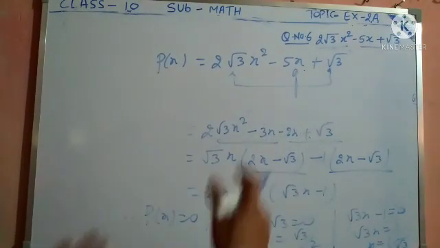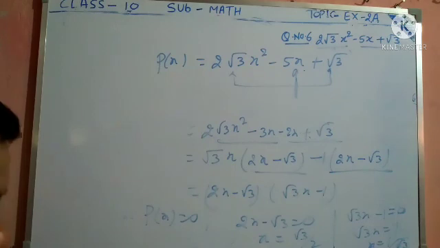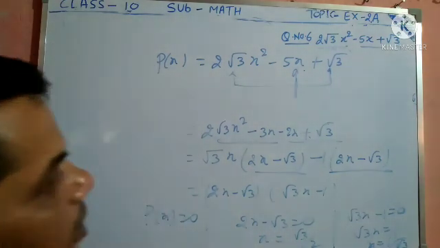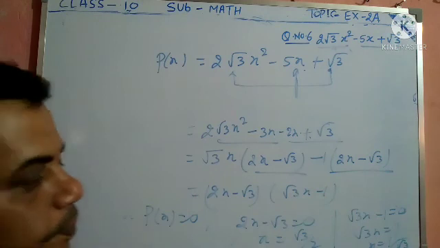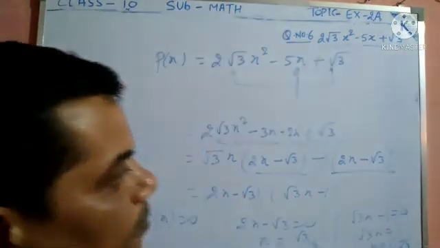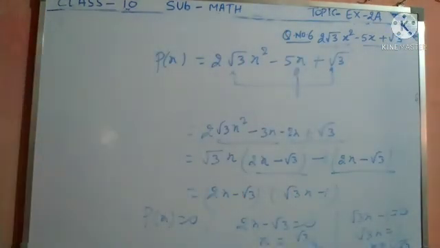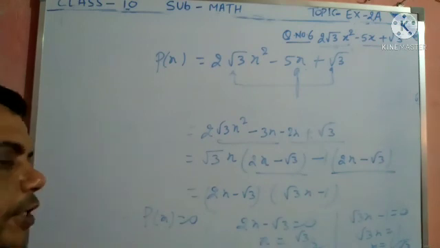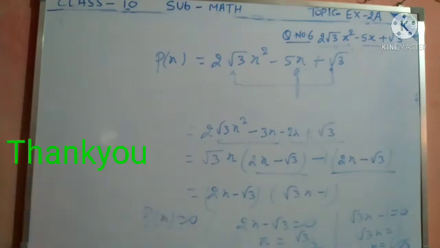And now check the sum of zeros, that is minus the coefficient of x by the coefficient of x square, and the product, that is the constant term by the coefficient of x square, and solve this question.